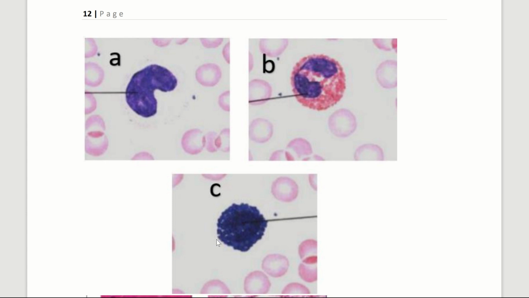And then C, this is going to be a basophil, right? And I know it's a basophil because you see how it's grainy, right? That's different than in a lymphocyte where everything's all the same color and texture.